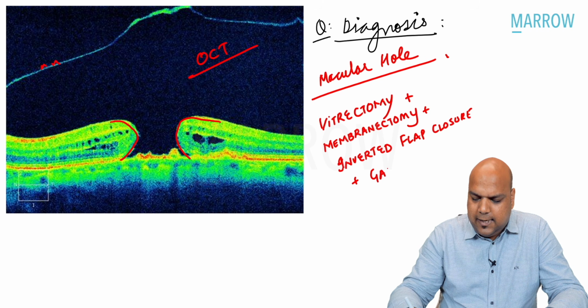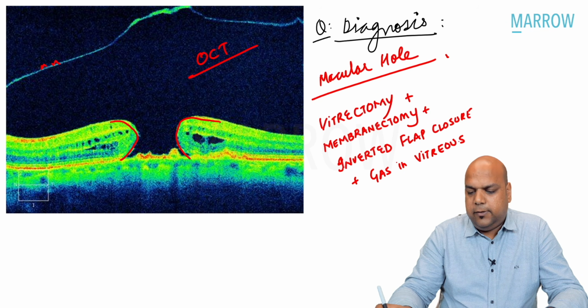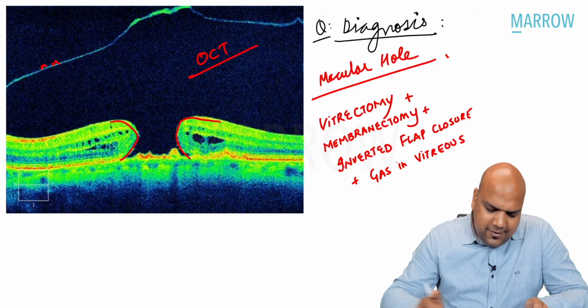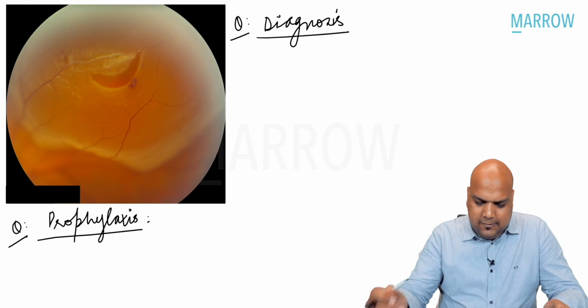Plus gas in vitreous. So this is what we need to do for the treatment of a macular hole. Pretty simple OCT. Right? Pretty simple. Let's move on.